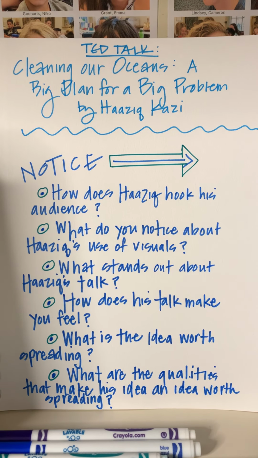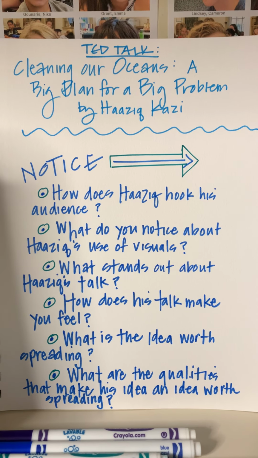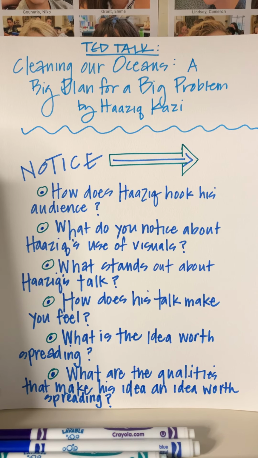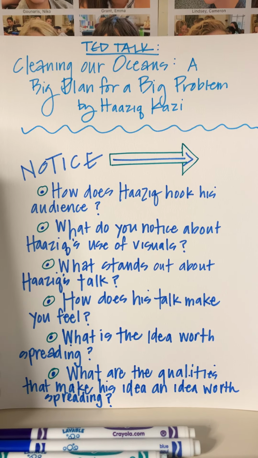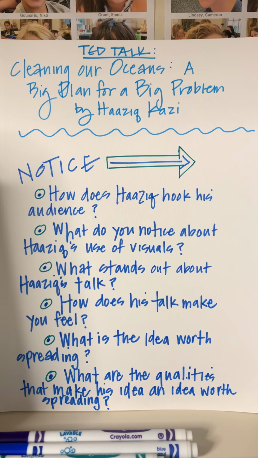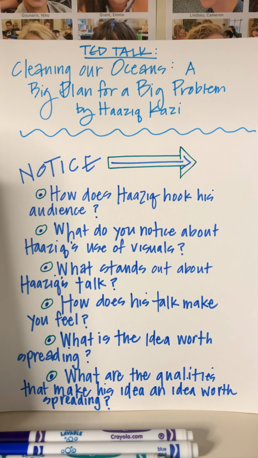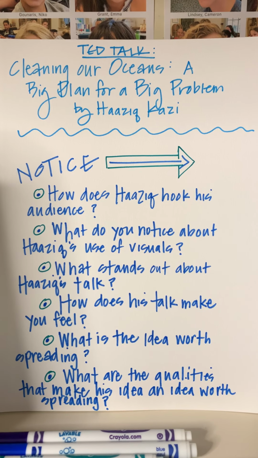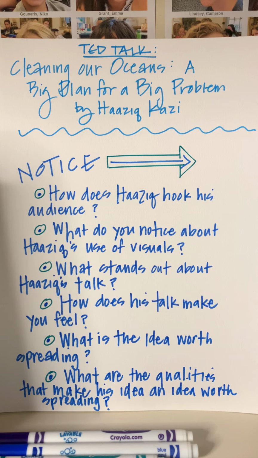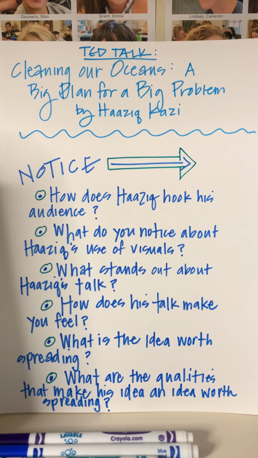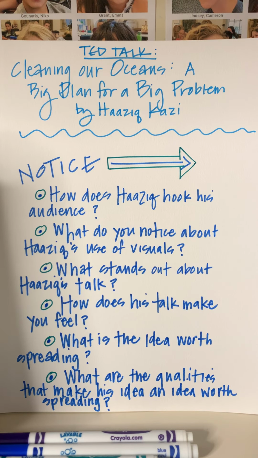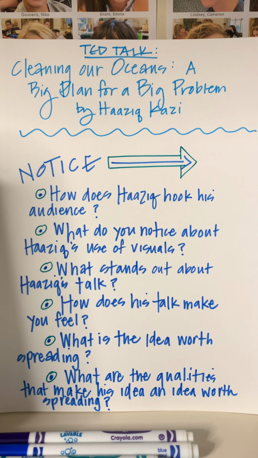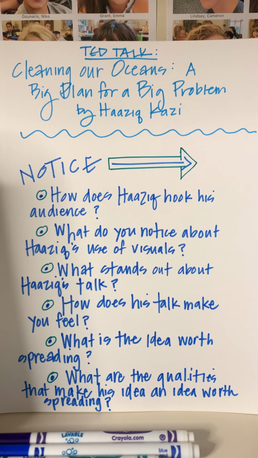What is the idea that he is spreading? What does he want his audience to take away? And then what are the qualities that make his idea an idea that's worth spreading? Okay. So that's a deeper question about the idea that he does want us to walk away with. But what characteristics does that idea have? See if you can put language to that. See if you can name those qualities when you're writing your thinking down, okay? So those are the things you're going to be thinking about.